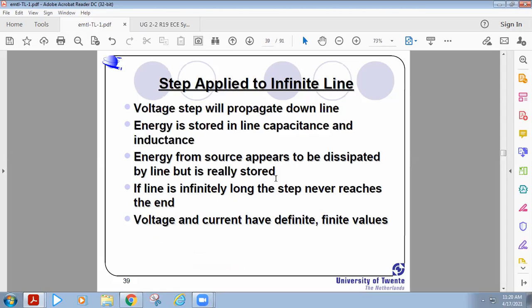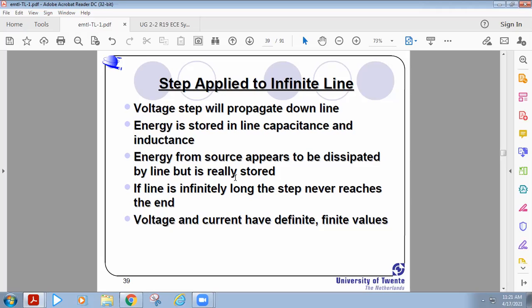Step applied to infinite line. When we consider a transmission line of infinite length, and one step signal is applied, which has a finite amplitude and finite time period, that is a bounded input. When a bounded input is applied to that infinite transmission line, what is its reaction? See here, that voltage step will be propagated down the line. Energy is stored in the capacitance and inductance. Energy from the source appears to be dissipated by the line, but it is really stored.